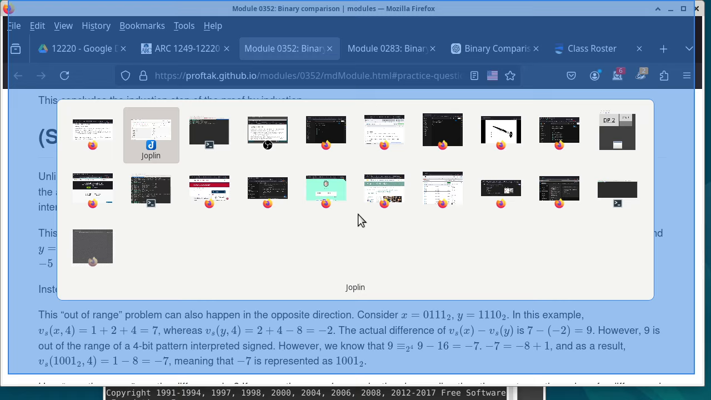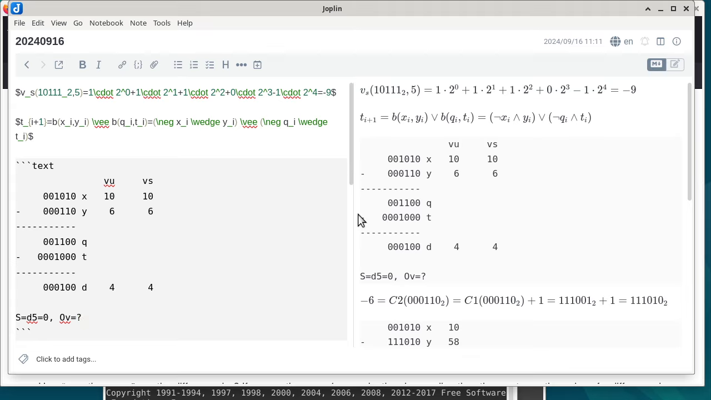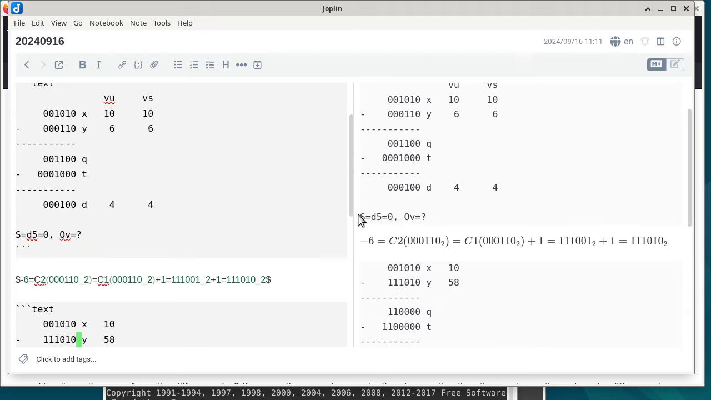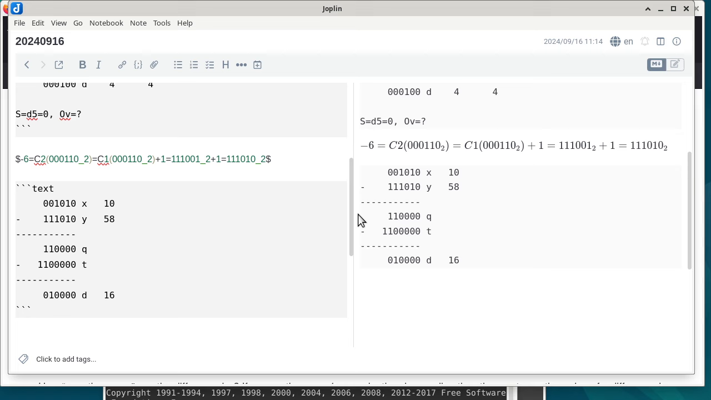Okay, let me put it into Joplin, and then we'll take a closer examination of the claim here. So I'm putting it all the way here. The claim that I made is D subscript m minus 1 equals 1 if and only if x minus y is less than 0. That is actually what I'm claiming. Okay? So we'll try to digest this one a little bit.